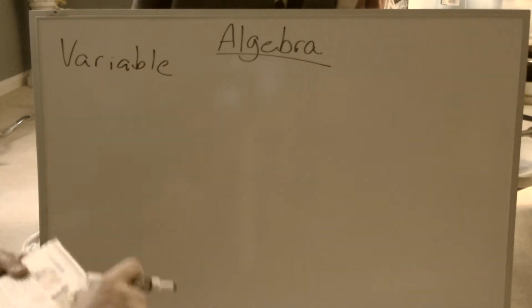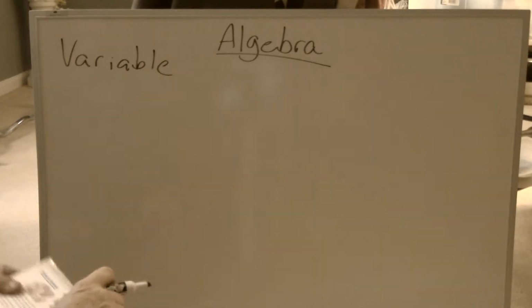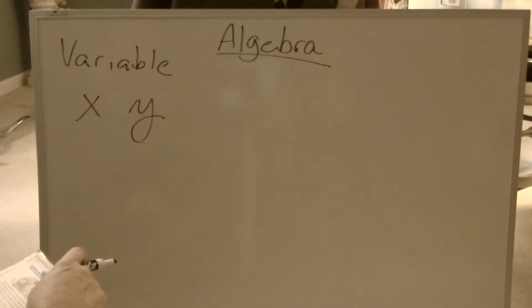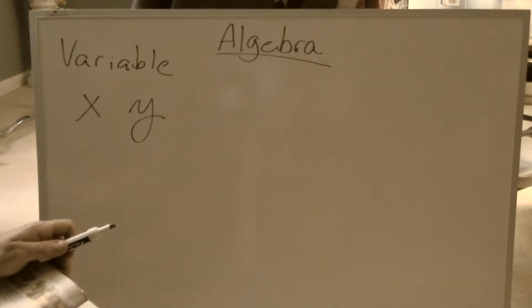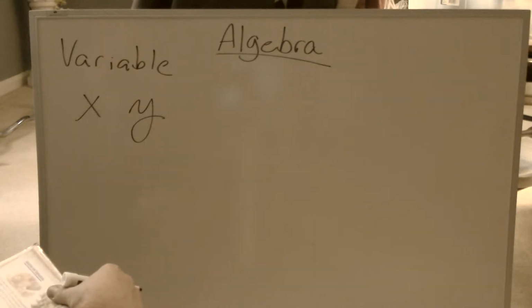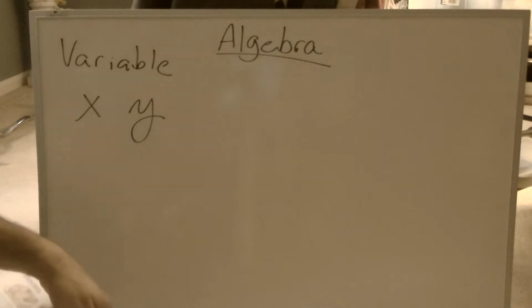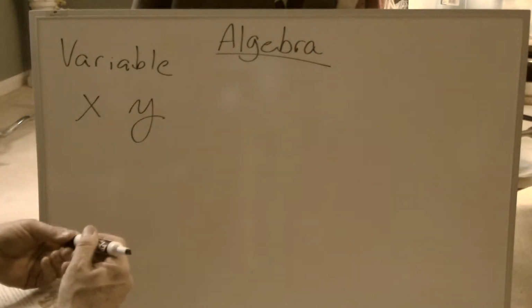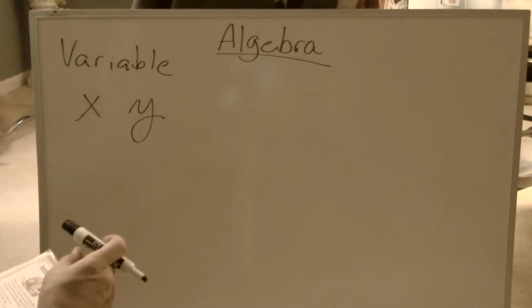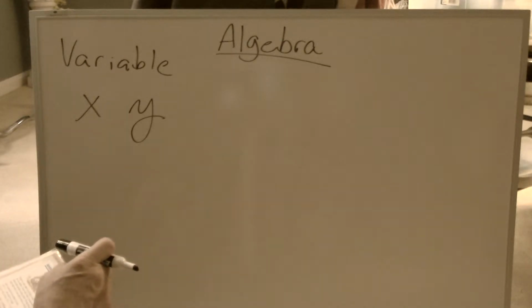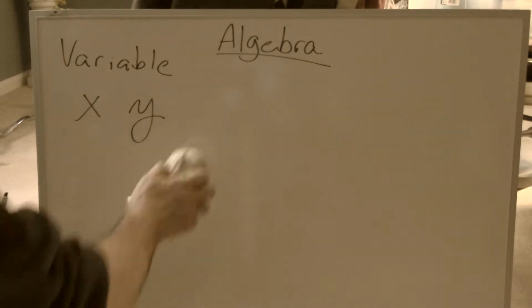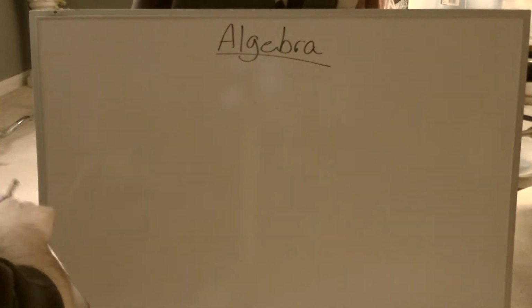And it's a letter. Could be an X, could be a Y. Those are the most popular. But it can also be Z and W and N, whatever letter is chosen. And this letter is used to represent a number. Now, when you do equations, you have to find that number that it represents. But for now, let's just start working with variables in the most basic way. All right? So follow along.